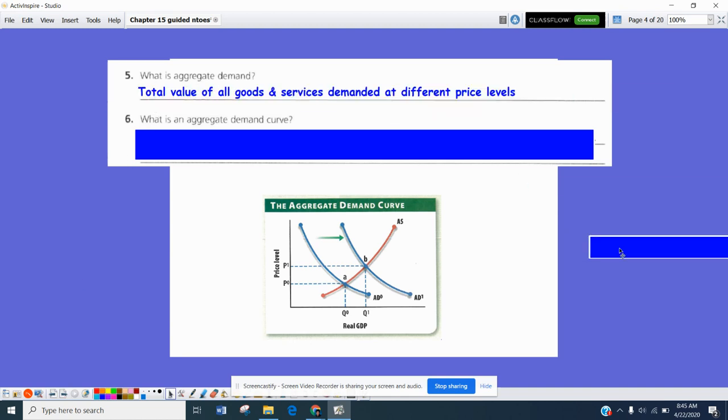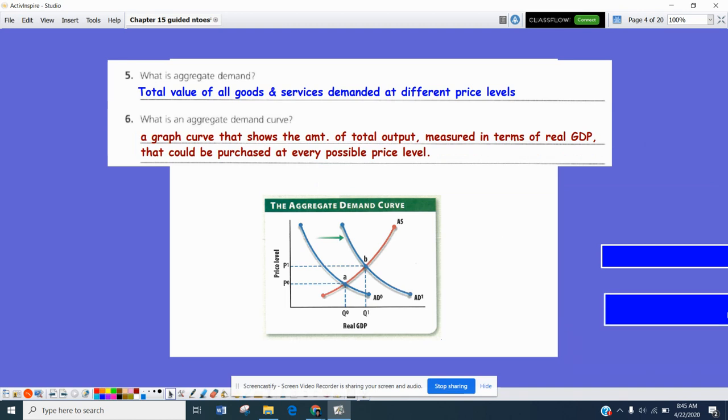Aggregate demand is the total value of all goods and services demanded at different price levels. So, what is an aggregate demand curve? It's basically a graph curve that shows the amount of total output measured in terms of real GDP that could be purchased at every possible price level.